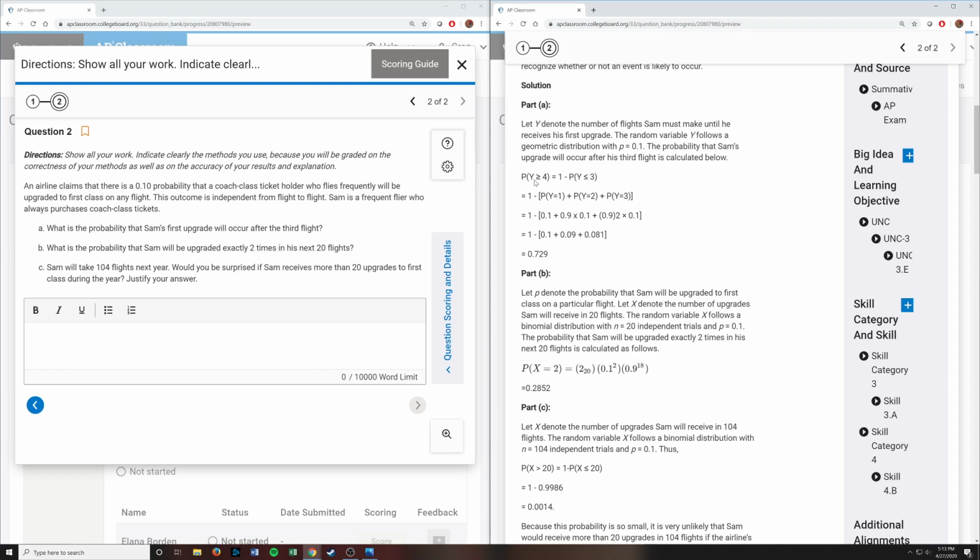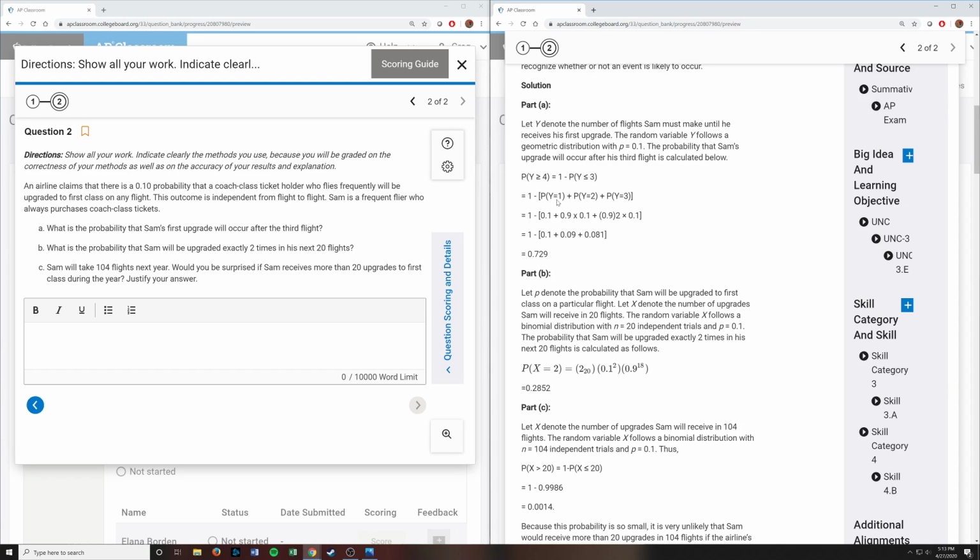What this is saying is the probability that his first upgrade is at the fourth flight or more is equal to 1 minus the probability that it's in the first 3, right? That's the complement rule. So what they do next is they take the probability that it's 3 or less and write that out. That's the probability that it's on the first flight, plus the probability it's on the second flight, plus the probability it's on the third flight. And then they figure out the probability of each.